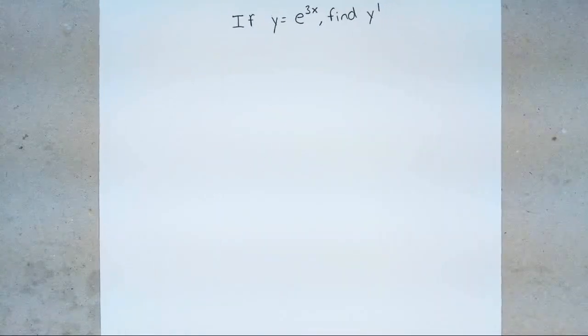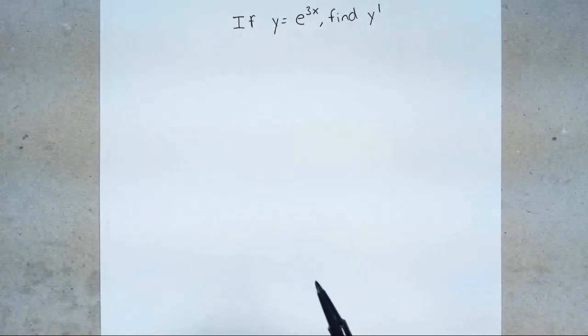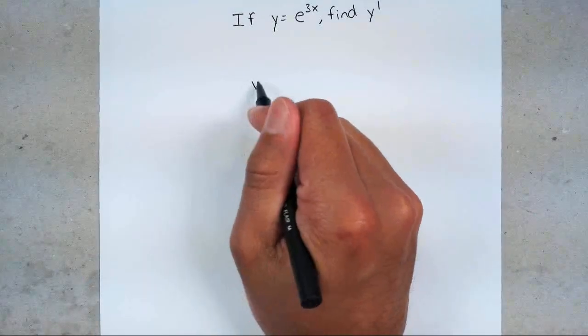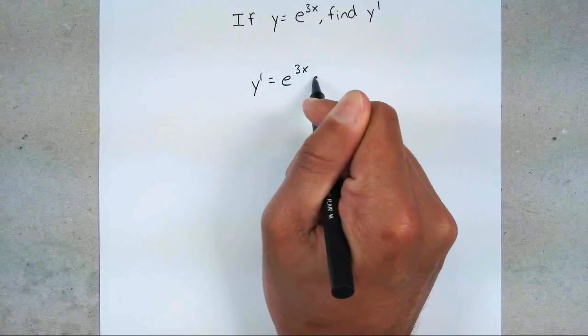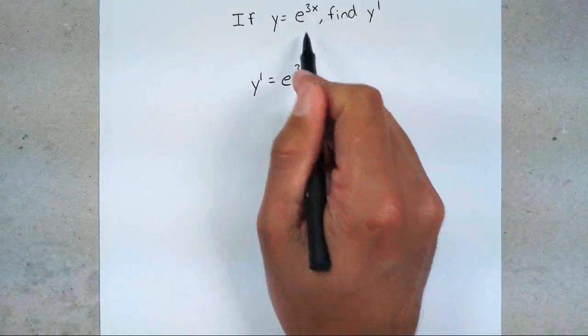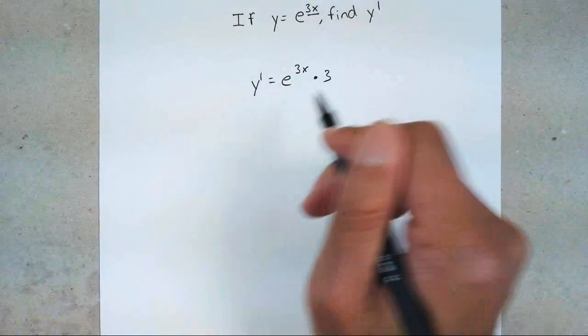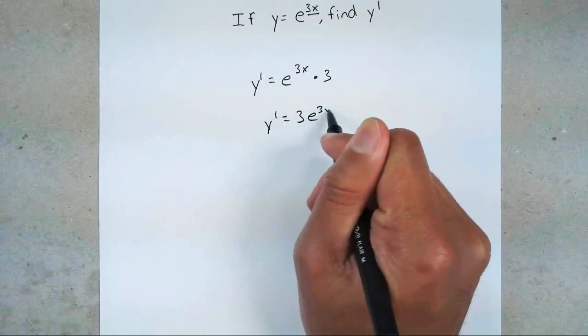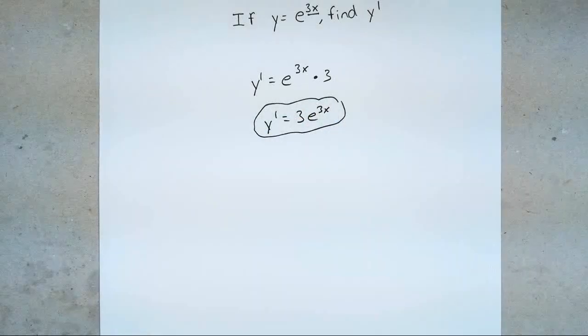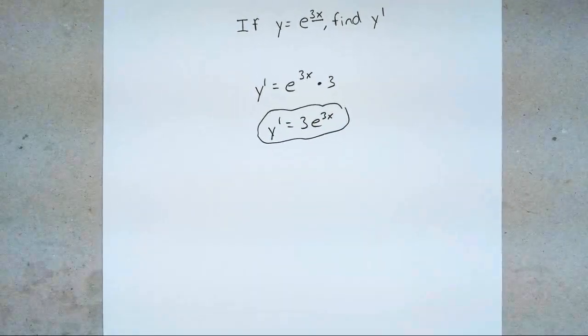Well, the first thing we're going to notice is, if y equals e to the 3x, find y prime. Well, I notice it's e to the 3x, so I know that my derivative is going to be e to the 3x times the derivative of the exponent. Well, the derivative of the exponent 3x is just 3. So this answer is just y prime equals 3e to the 3x. And that's my final answer. Okay? Let's do a couple more.